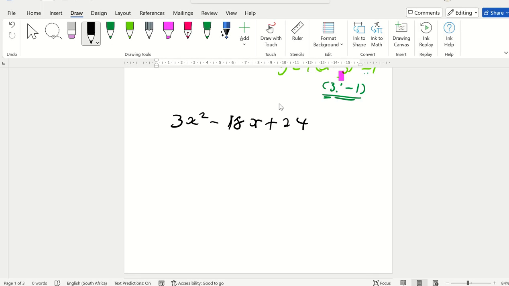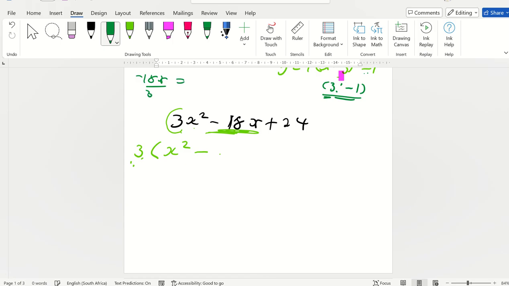They ask you to take this into the turning point form, from standard to turning point. I said the first thing you need to ensure is that this value here is 1. If you get anything other than 1, you need to get rid of it by factorizing. Whatever you get there, you must factorize. You're going to take 3 out like that. Inside, you're going to remain with x squared minus, and you just divide this whole thing by that.